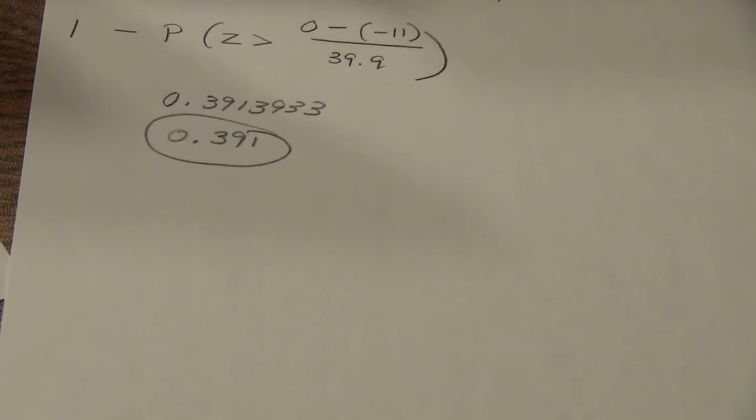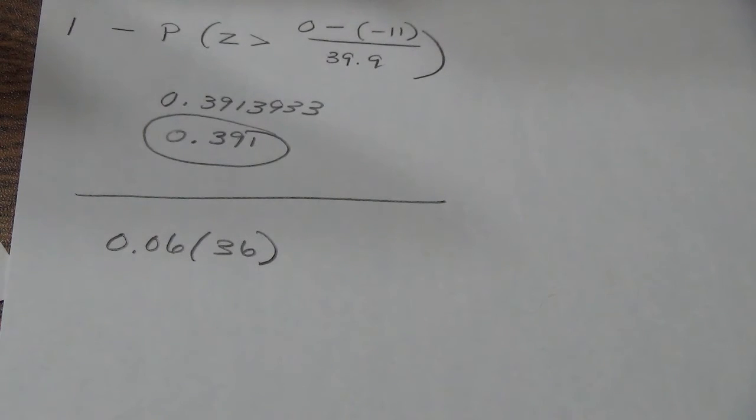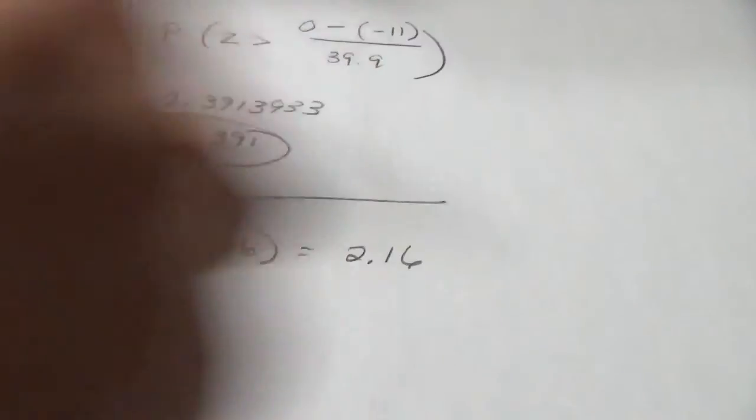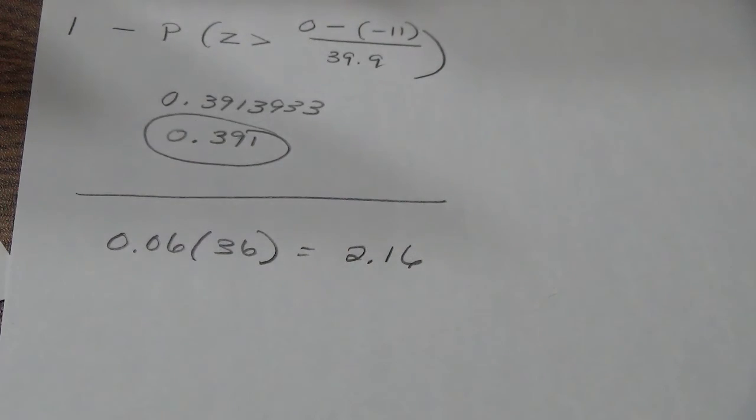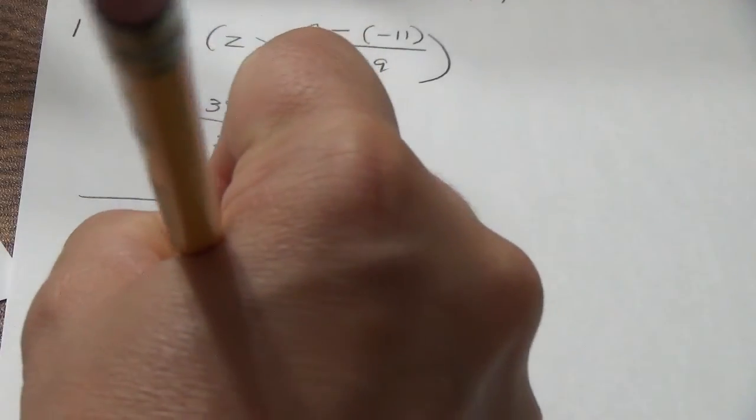So if I go back over here to my scratch paper, I know that my mean was 0.06 and that I had 36 selections there. So first thing I'm going to do is find my expected value by multiplying the 0.06 times the 36, which is going to give me 2.16. I am then also going to do my variance. So again, for my variance, I'm going to take my standard deviation and square it. My standard deviation is 0.03. I'm going to square that.